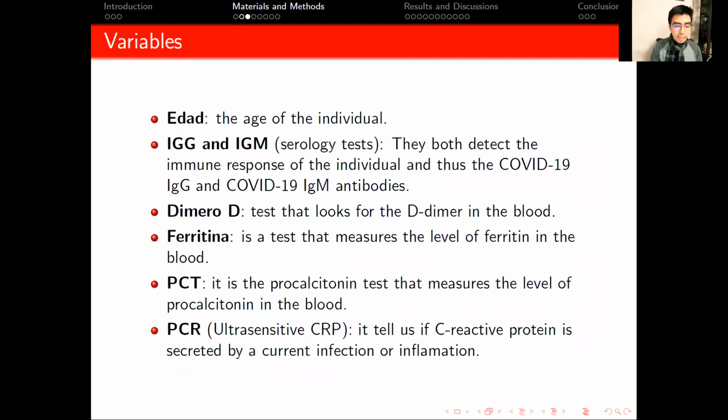The variables of this data are edad, IgG, IgM, dímero D, ferritina, PCT, and PCR. But only 2 of them are specialized for COVID-19, IgG and IgM. Here we show what each variable is about.